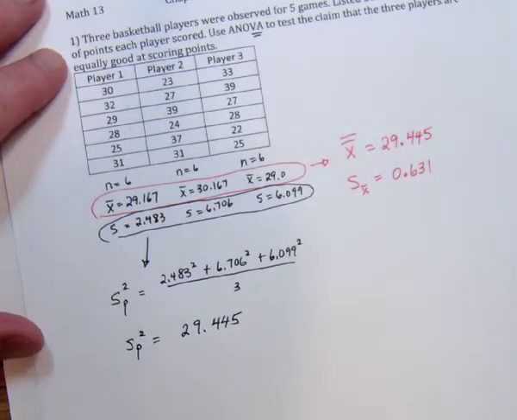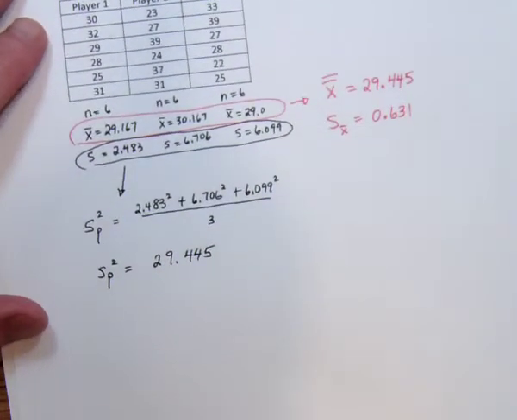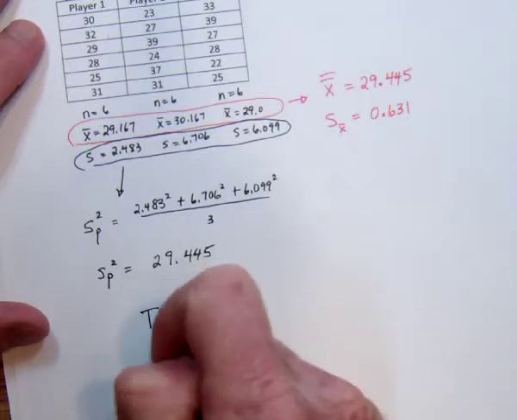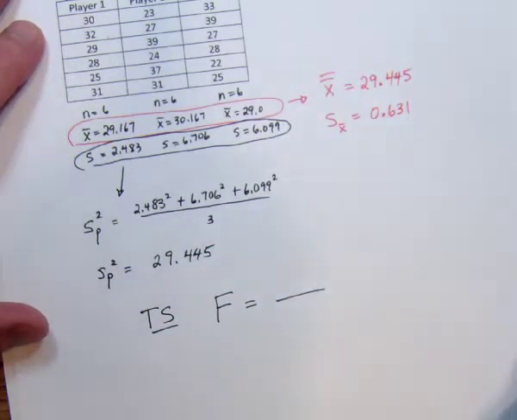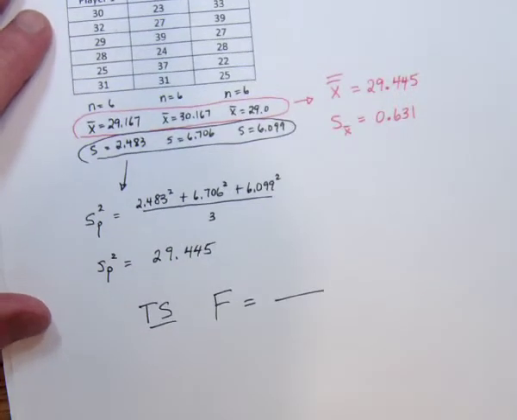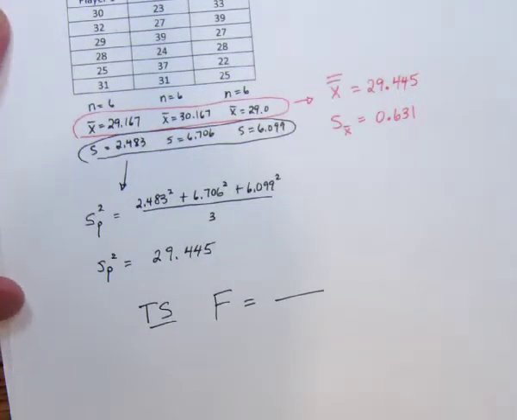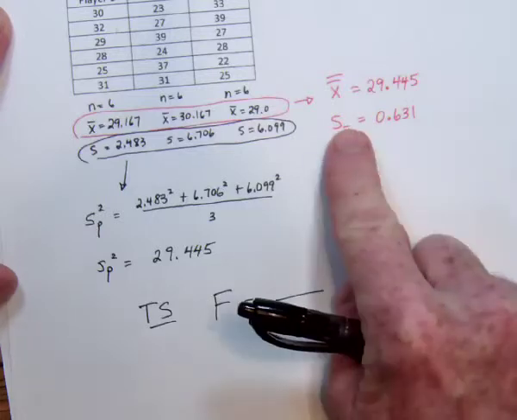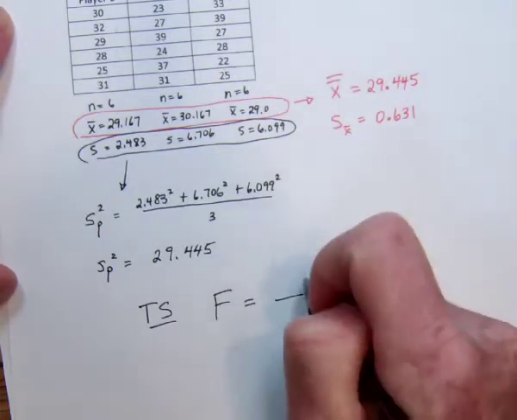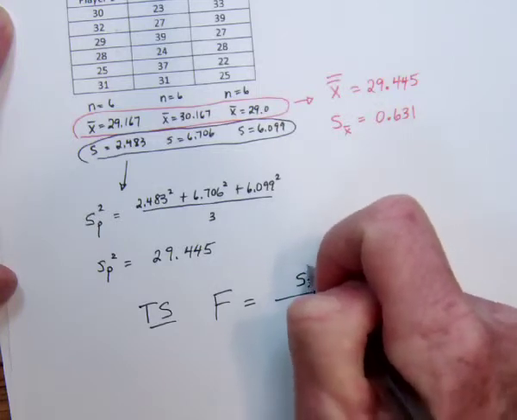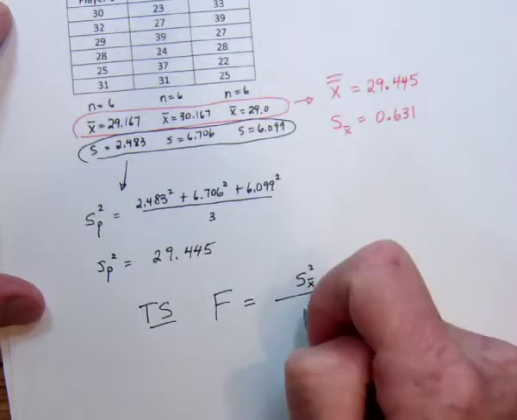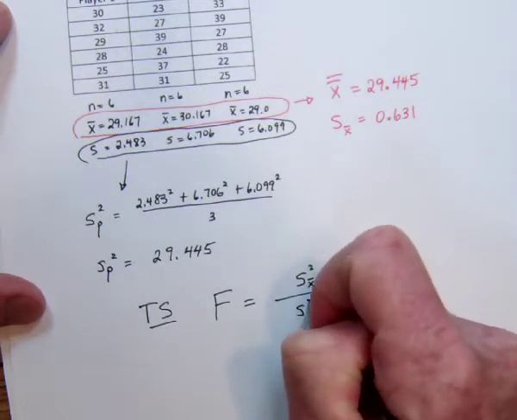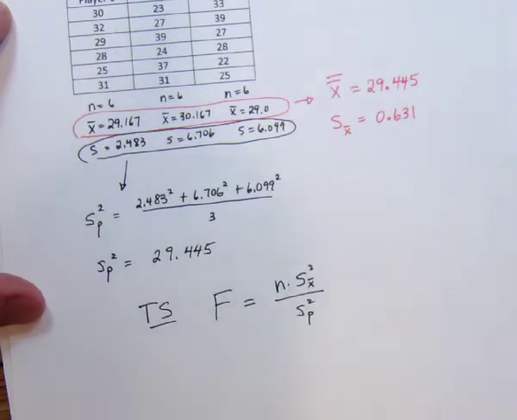Okay, now we're ready for the test statistic. So the test statistic is the letter F, capital F for fun. And what it is you take this variance, so in other words, this is going to have to be squared, and you take this one and divide them, and then you need to know the sample size.